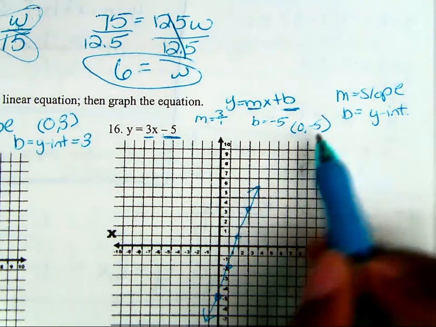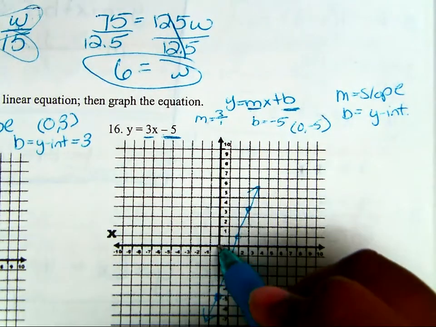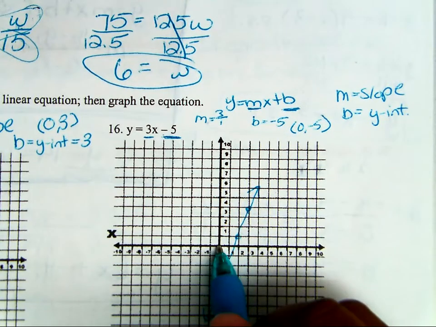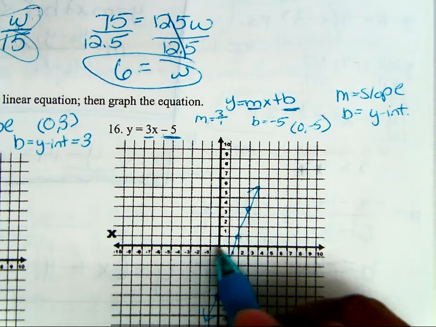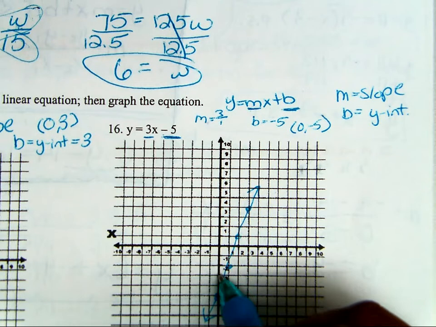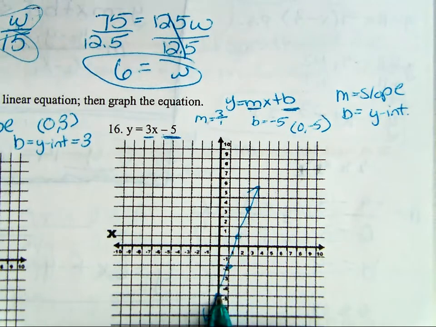So I start at 0, negative 5. I start here. And I say, okay, I don't need to go over. I don't need to move for the x, but I need to go down 5. 1, 2, 3, 4, 5. This is my starting point.